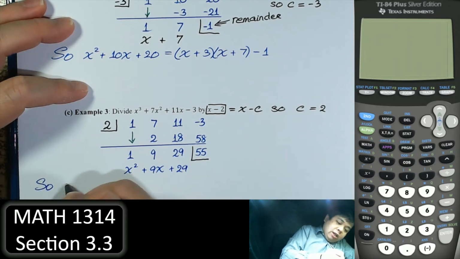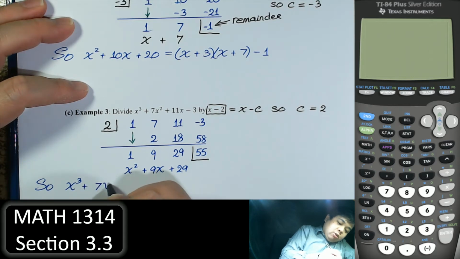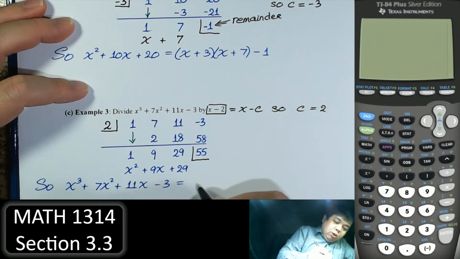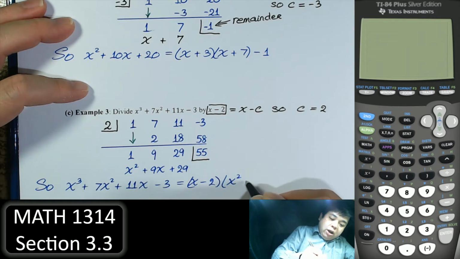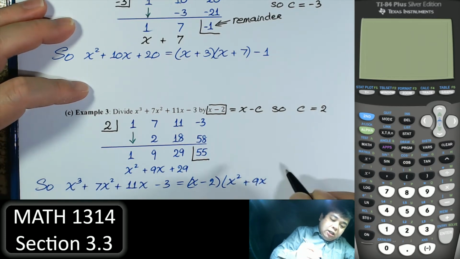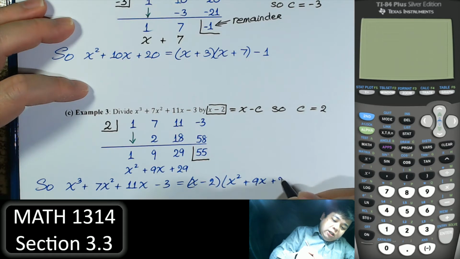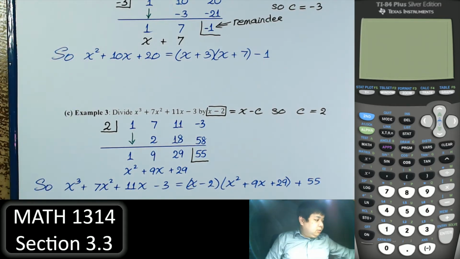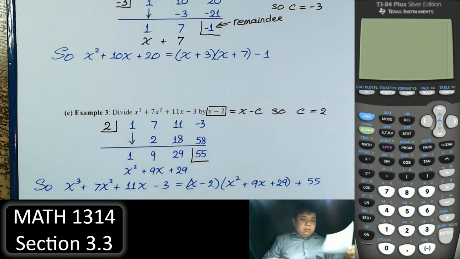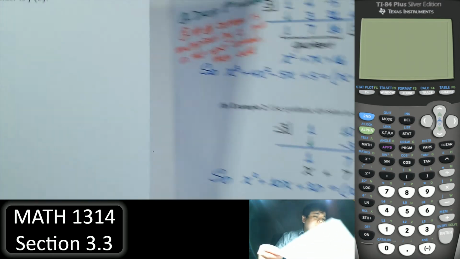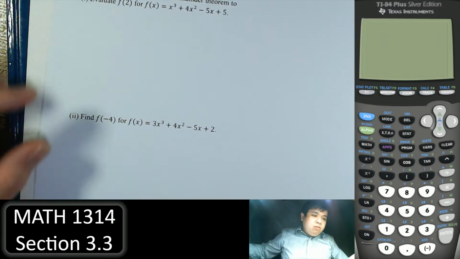So we say x cubed plus 7x squared plus 11x minus 3 equal to the divisor x minus 2 times the quotient x squared plus 9x plus 29, plus 55. Right. So synthetic division is rather simple.